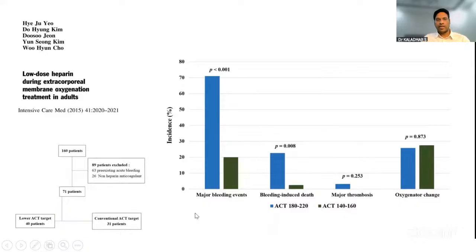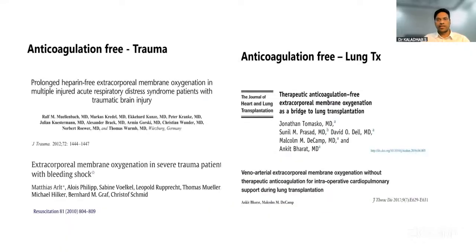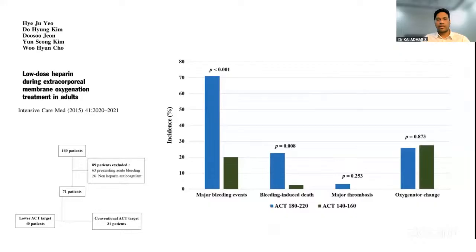But there are definitely limitations to this study, because they did not mention whether they used heparin coated circuits or non-heparin coated circuits. The circuit type description is not there, and the sample size was probably a bit small, so exactly extrapolating into our practice, we still will not know. But definitely it has been explored, with lesser targets of ACT compared to the more stringent 180 to 220.